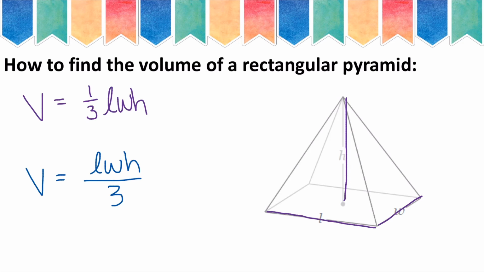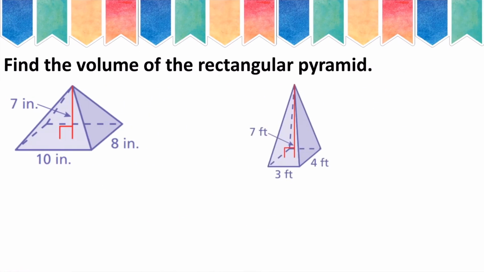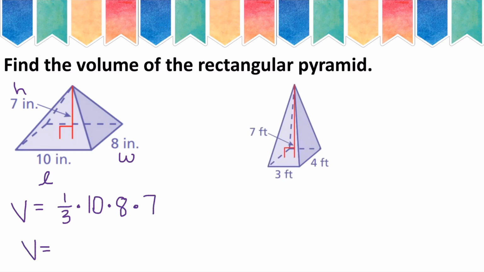So let's look at a couple of examples. In this first picture, my length is 10, my width is 8, and my height is 7. So in my formula, I will do 1/3 times length, which is 10, times width, which is 8, times the height. And I will type that in my calculator. And again, you could just go length times width times height, and then divide by 3 at the end. Either way, you will get the answer of approximately 186.6 repeating inches cubed. Remember, we label volume with inches cubed.